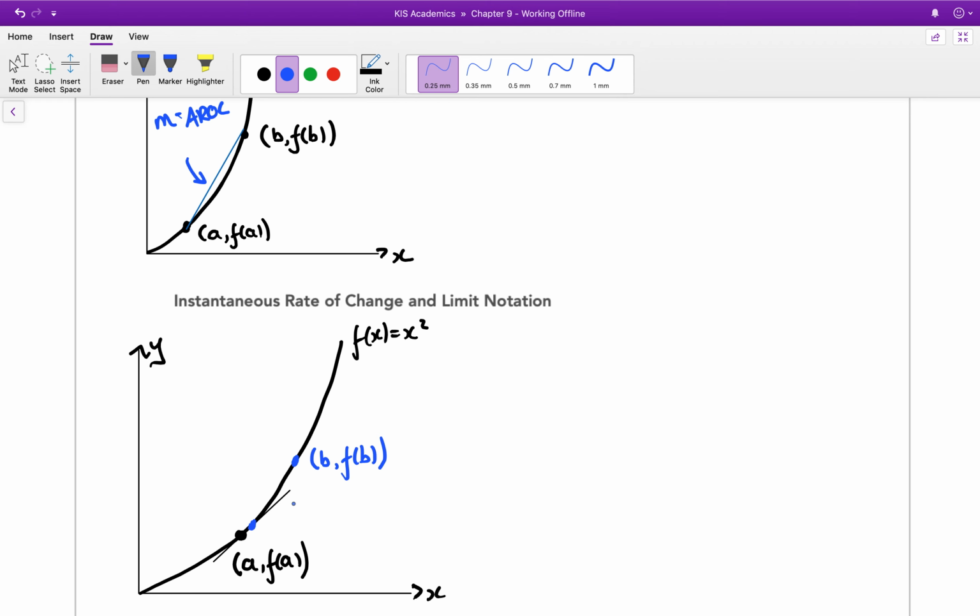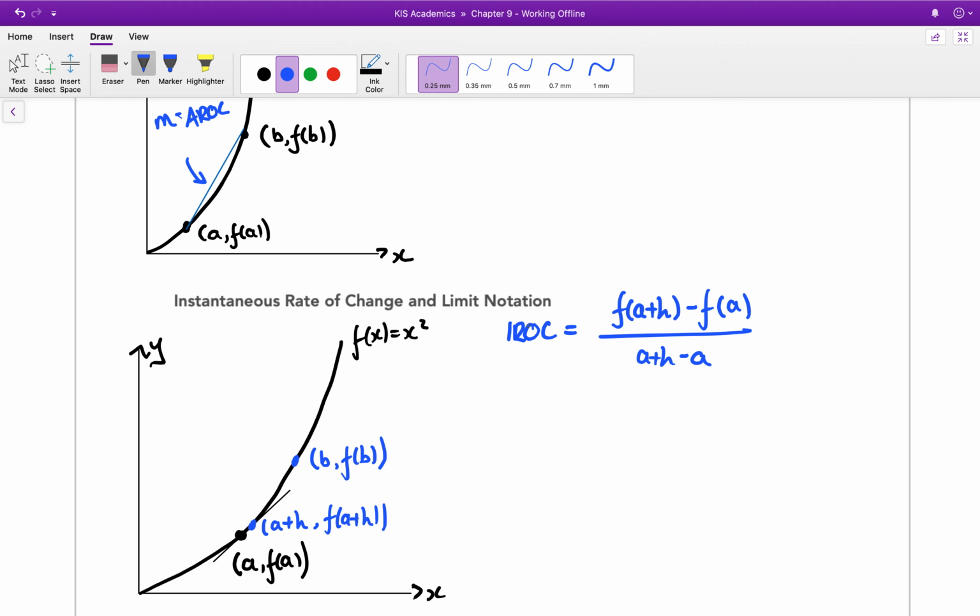So what we want to do is find the average rate of change between 2 points, but the 2 points have to be really, really close together. So let's label this point A plus h. h is just the distance between A and this point, and this is f of A plus h. We can say that the instantaneous rate of change, or the IROC, is equal to f of A plus h minus f of A, divided by A plus h minus A.